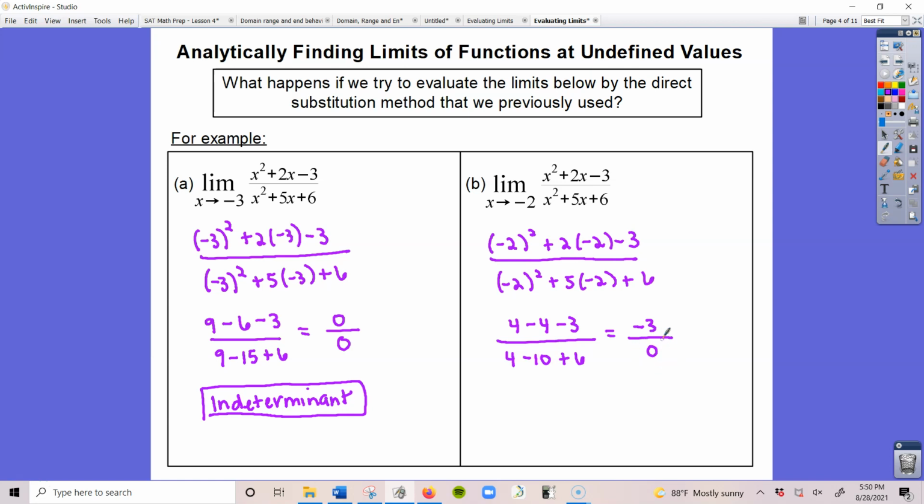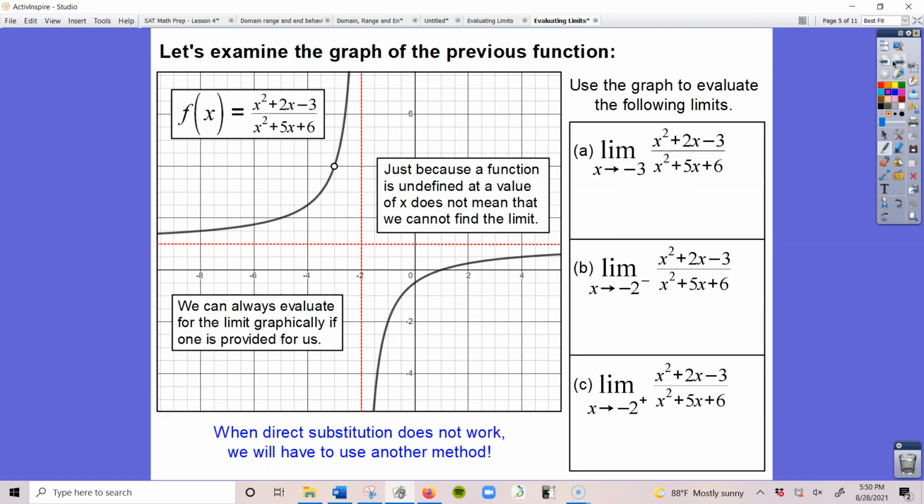When you have that 0 in the denominator but a different number in the numerator, this means it's undefined. And I cannot figure out what the limit might be. So let's see what is our next method. Now, just because I was not able to find the limit analytically using direct substitution does not mean that I cannot find the limit in some other way.